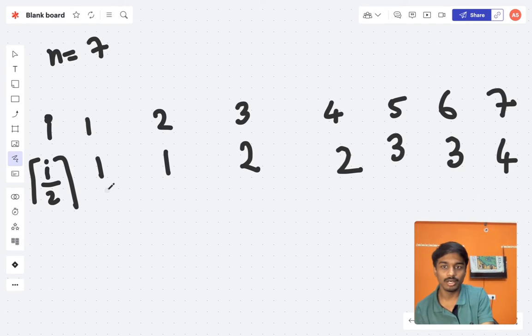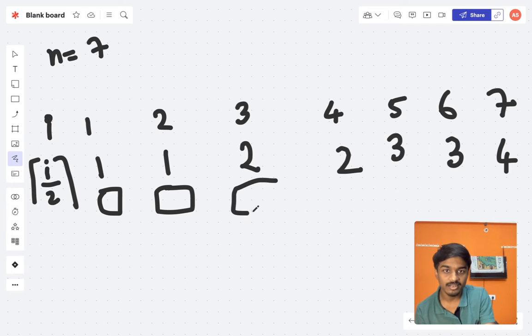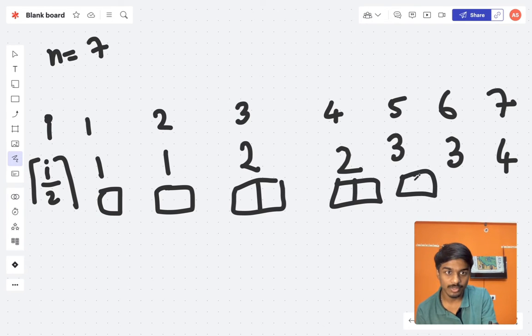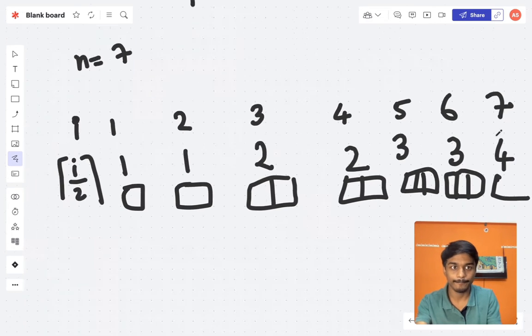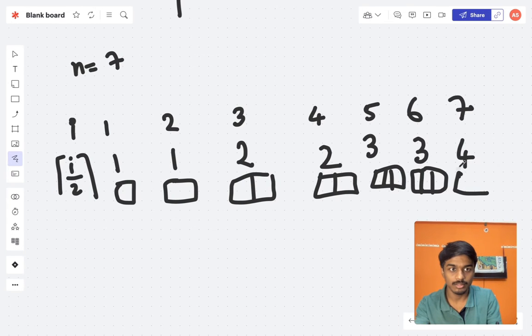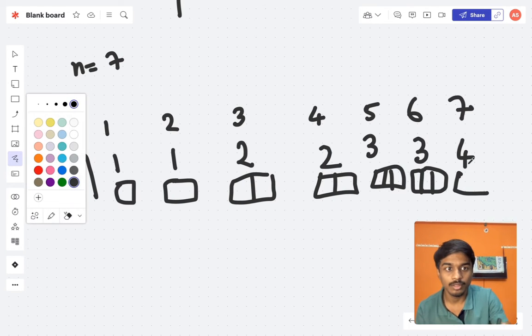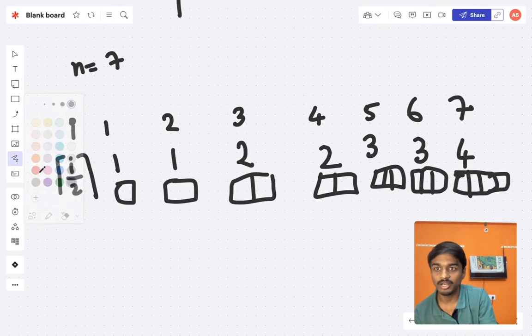Okay, now the figure will be something like this: it will be 1, it will be 1, and this will be 2, this will be 2, and this one will be 3, this also will be 3 boxes, and I don't have space, so this will be something like 4. 1, 2, 3, 4. I hope this is clear.